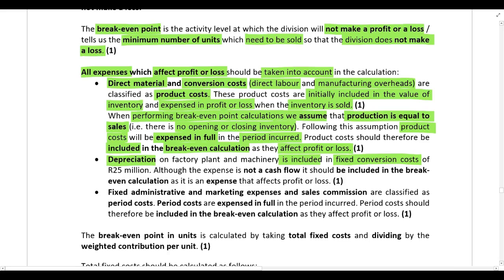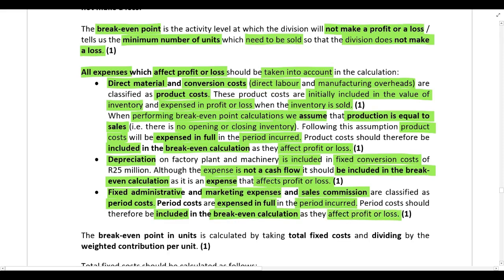Then, although this expense is not a cash flow, it should still be included in the break-even calculation because it is an expense that affects profit or loss. And then finally, for the period costs, for the fixed admin, marketing, and sales commission, these are classified as period costs, and in terms of IAS 2, they are expensed in full in the period incurred. So because they are expensed in full in the period incurred, they should be included in the break-even calculation because they affect profit or loss.